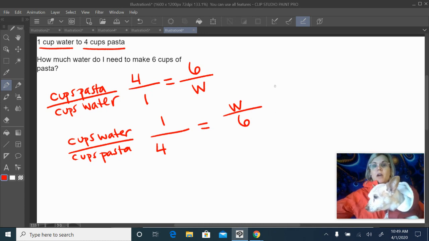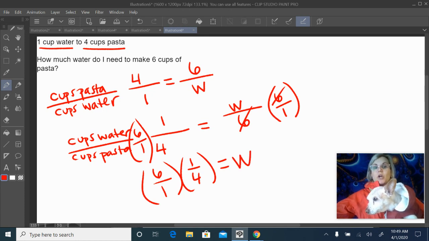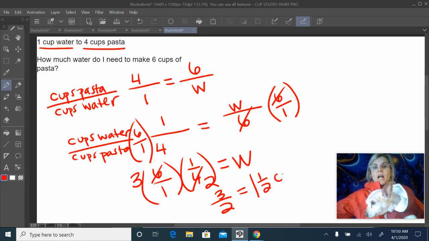So again, using my multiplicative property of multiplication, because I'm dividing, I'm going to multiply to cancel. And again, if it helps you put it over 1, I suggest doing that. So whatever I do to one side, I have to do to the other side. Okay, so I have 6 over 1 times 1 over 4 equals W. And instead of multiplying across and across, let's simplify first. So I can divide each of these by 2. Okay, so I get 3 over 2 equals W, and that's really the same thing as 1.5. So 1.5 cups of water equals W.